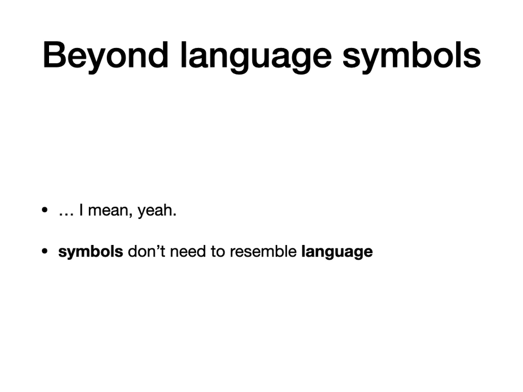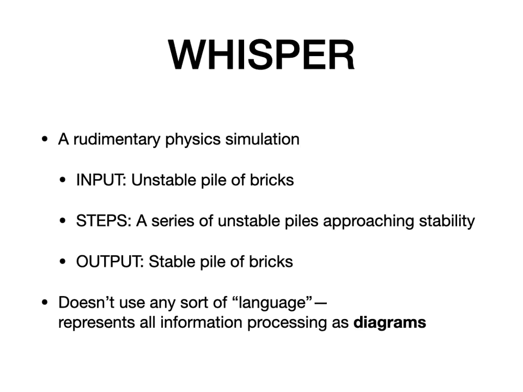So yeah, symbols don't need to be language. They can be symbols, right? They can be not necessarily generated from a grammar or part of a deep syntax structure. They can just be symbols, arrangements of shapes and patterns, right? What else can we do with that that's not languagey? Enter Whisper.